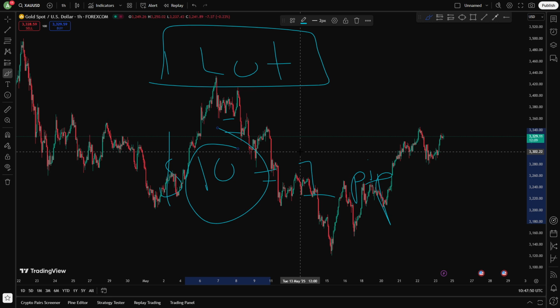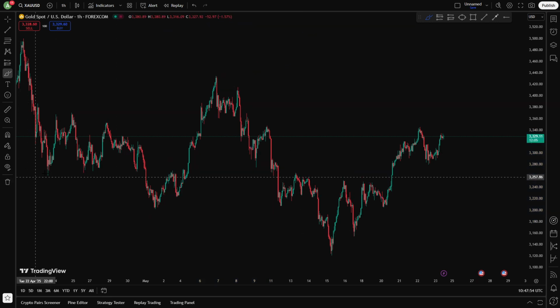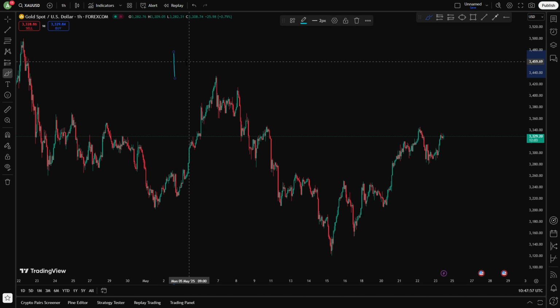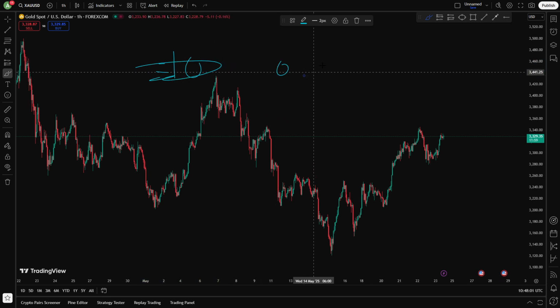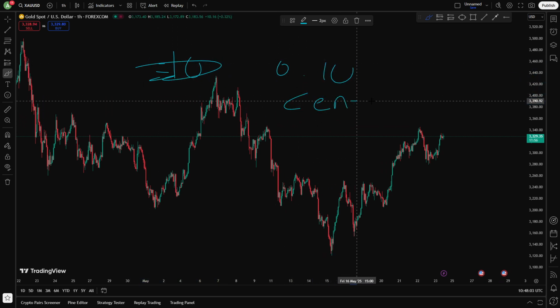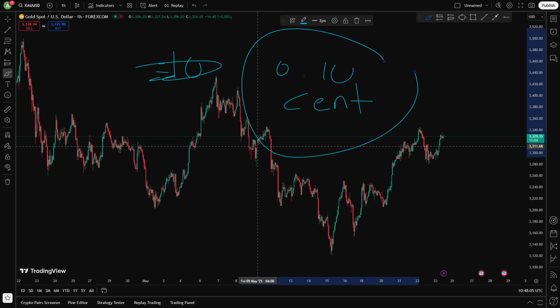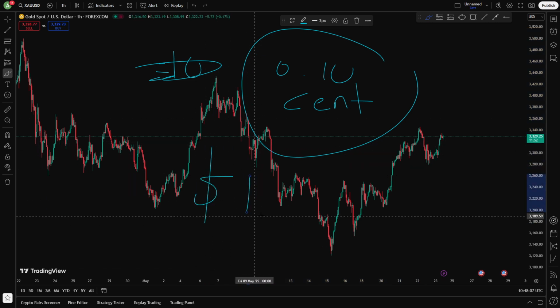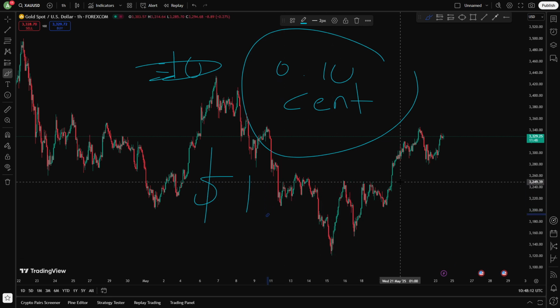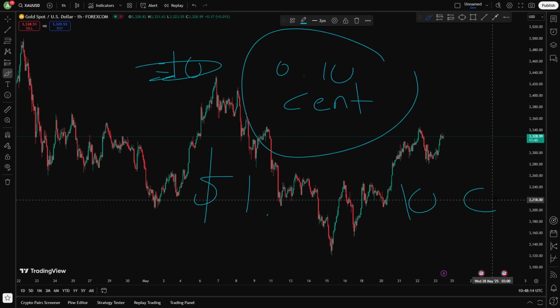With a mini lot, instead, that's around $1 per pip. So if you open a mini lot, you will lose about $1 per pip. And if you open a micro lot, it is 10 cents per pip.